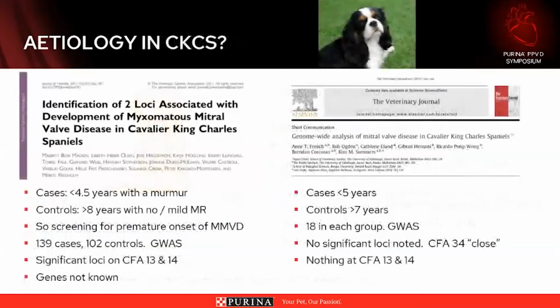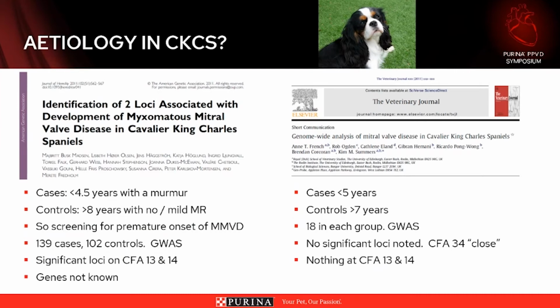So the Copenhagen group actually have looked at the SERT gene in Cavaliers and haven't found similar polymorphisms in Cavaliers. But they have this in the LUPA project, which is an EU-funded project with a multi-centre study. They looked at Cavaliers that had premature onset of mitral valve disease and compared those with controls that were over 8 years old and had no or minimal mitral regurgitation, so late onset disease, if you like.